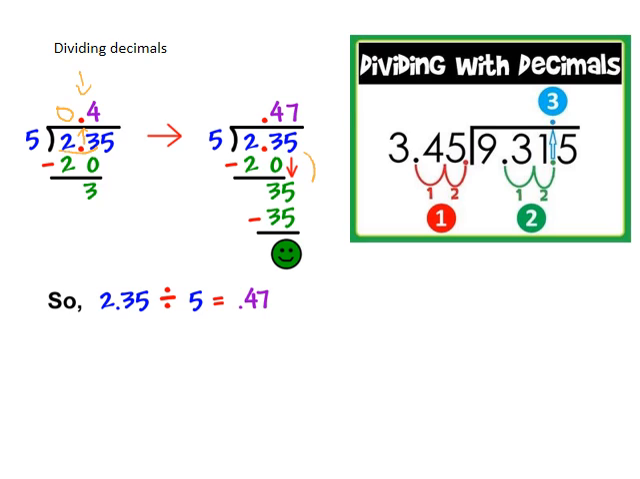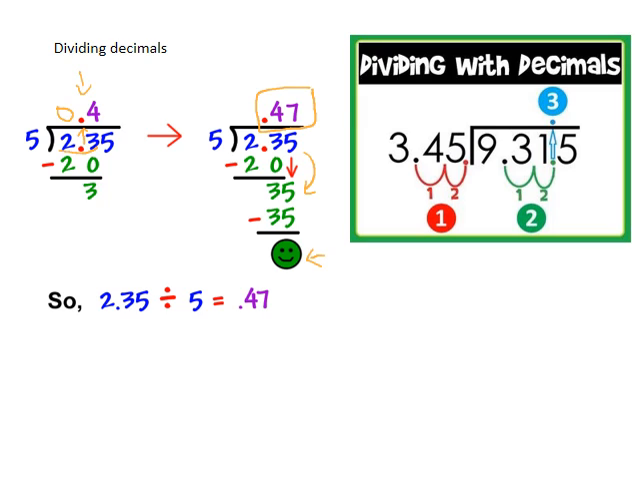They bring down the 5. Now they're working with 35. Does 5 fit into 35? Yes, it does. Remainder 0. And we use the 5 7 times, so our answer is 0.47. So remember that the decimals have to line up in a Dave.